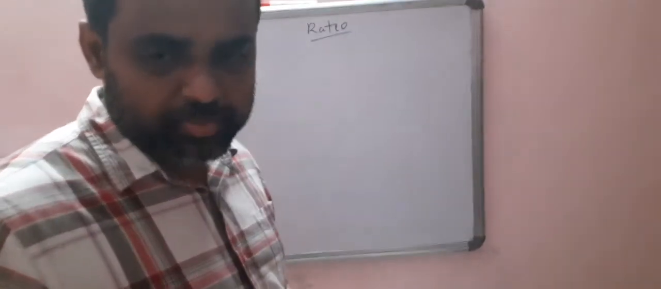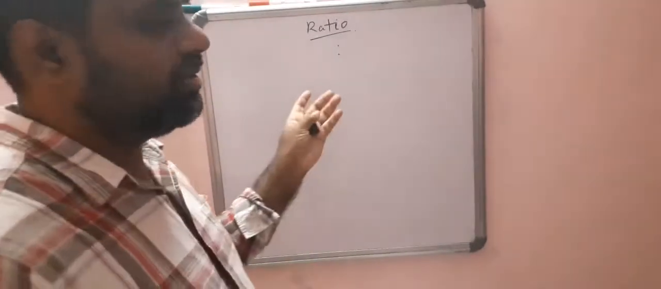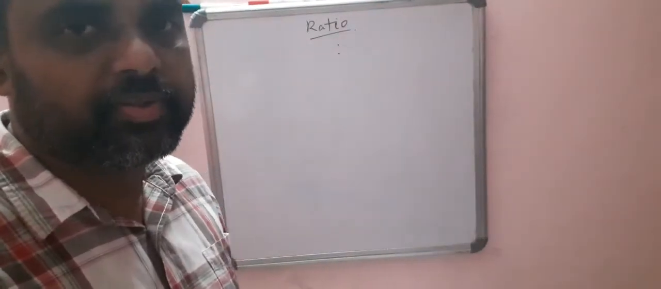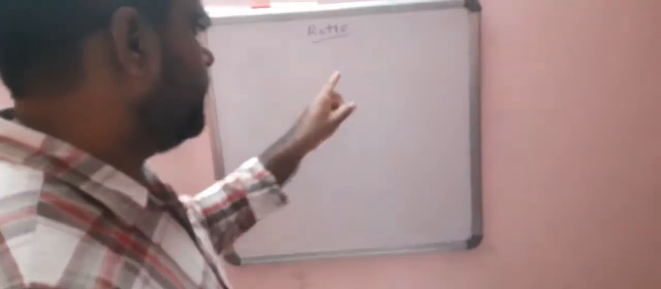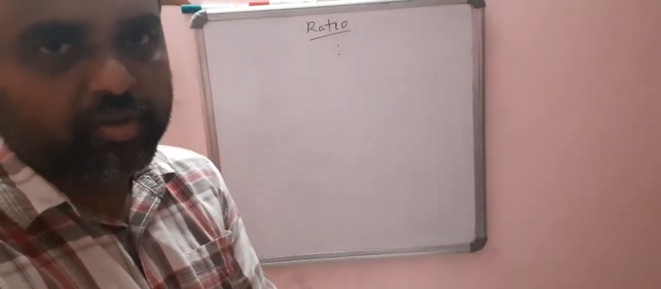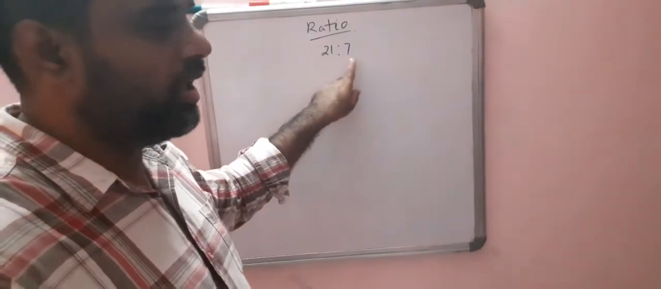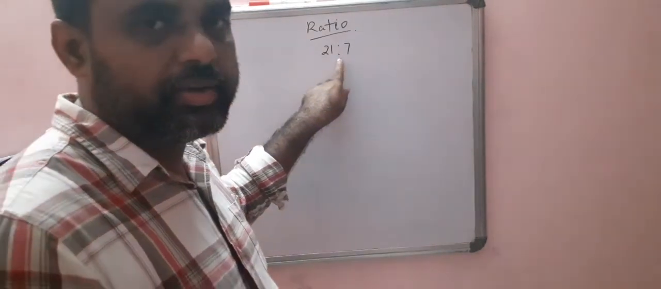So how do we represent ratio? To represent ratio, we use a symbol like this. You can simply say a colon symbol. So this is used to represent a ratio. When we use this symbol, you will have a number on the left side of the symbol as well as the right side. For example, I am saying 21 here and 7 on the right side. So you have a number on the left, a number on the right, and here we have the ratio symbol.